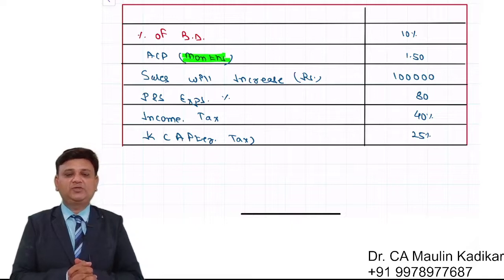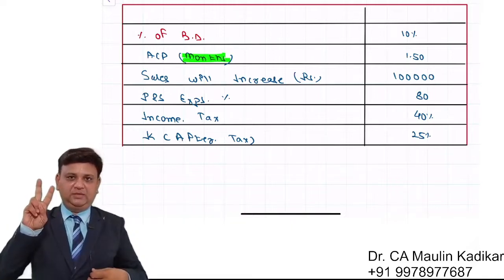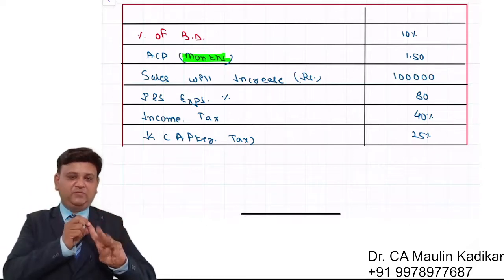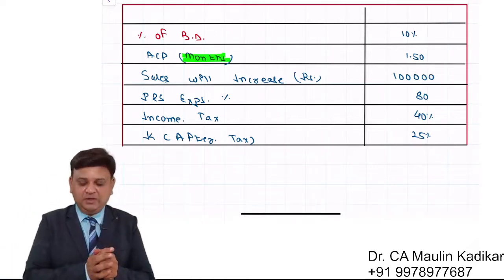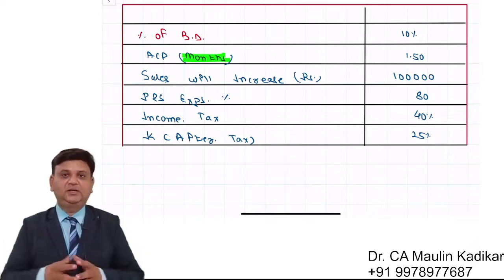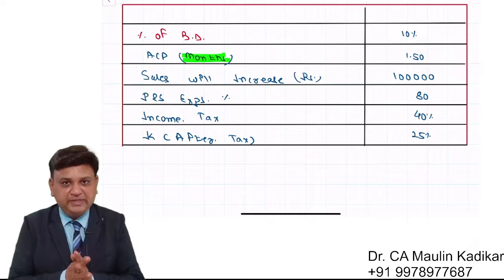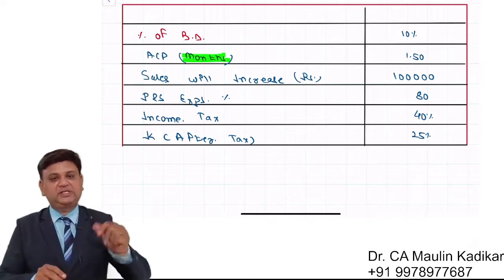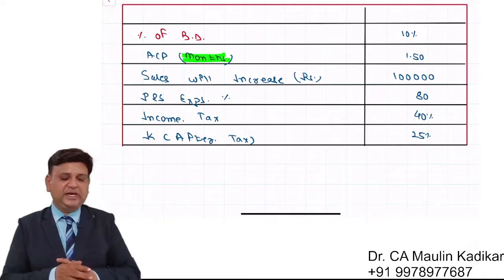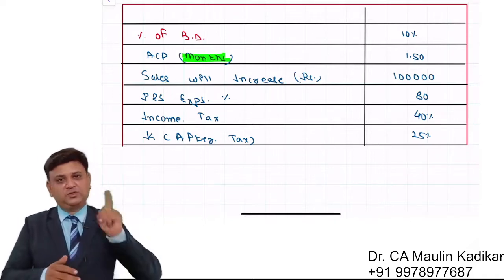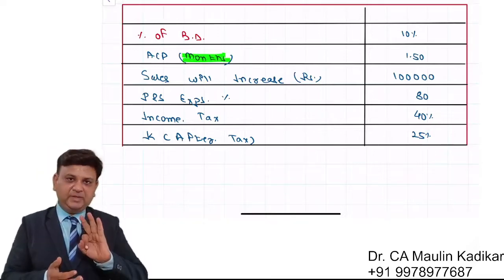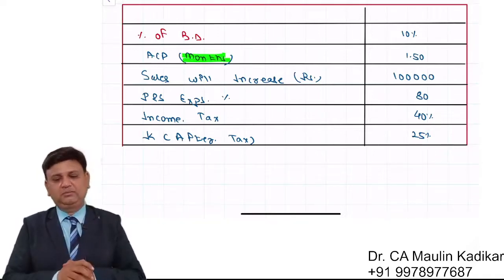Friends, this question can be solved only by the second method. Neither the first method nor the third method is possible. Why is the first method not possible? Because the question does not provide the existing sales. The question only provides the amount by which the sales is going to increase. Since the existing sales information is not given, the first method cannot be followed. Third method, again no.